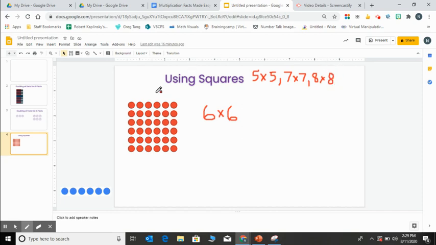And watch how I can use that square of 6 times 6 to help me with a harder fact. Say that I remember 6 times 6 is 36. I do remember my squares pretty good. If you don't really remember your squares, this might not be your favorite strategy, but for those of you that do, you might want to use this one.